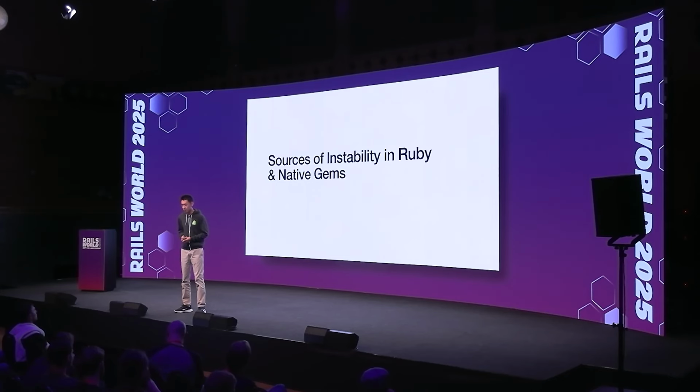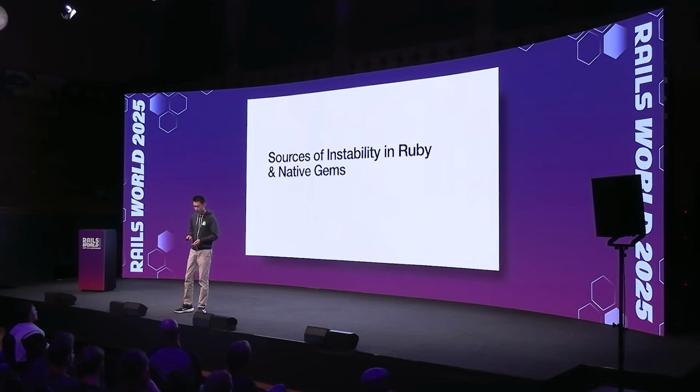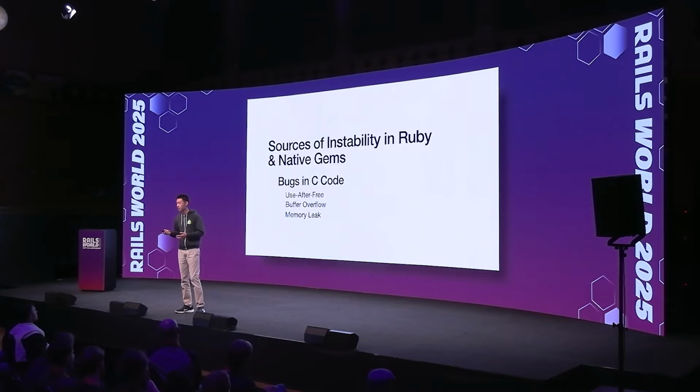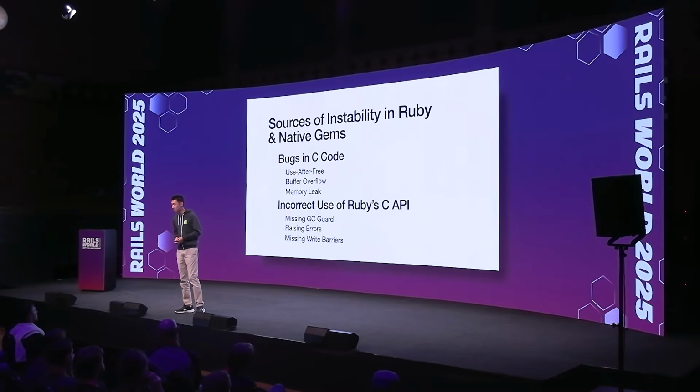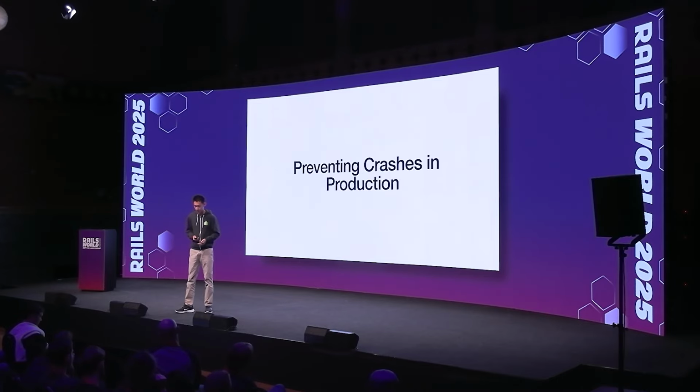they've written. So as a recap, this section was about some common bugs in Ruby and in native gems. We looked at bugs in C code, including use after free, buffer overflow and memory leaks. We also looked at some incorrect uses of the Ruby C API, including missing GC guards, raising errors causing memory leaks, and missing write barriers.